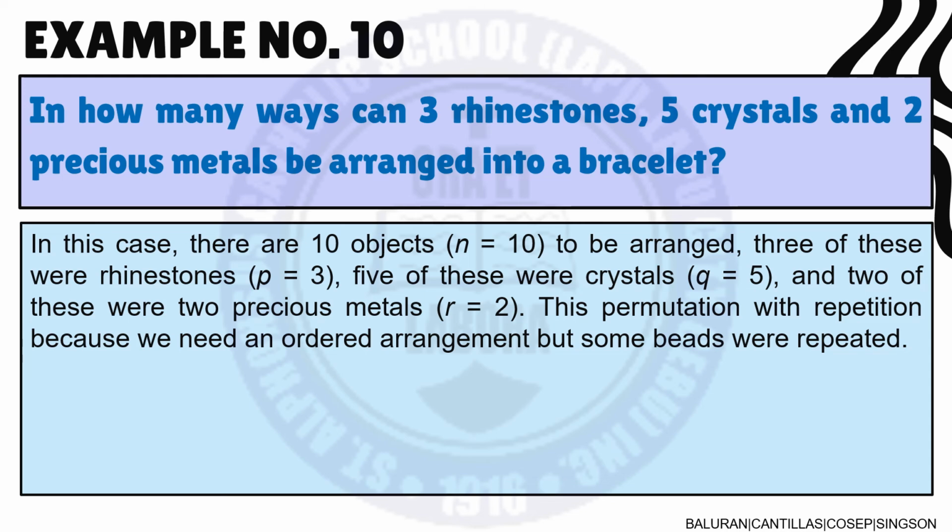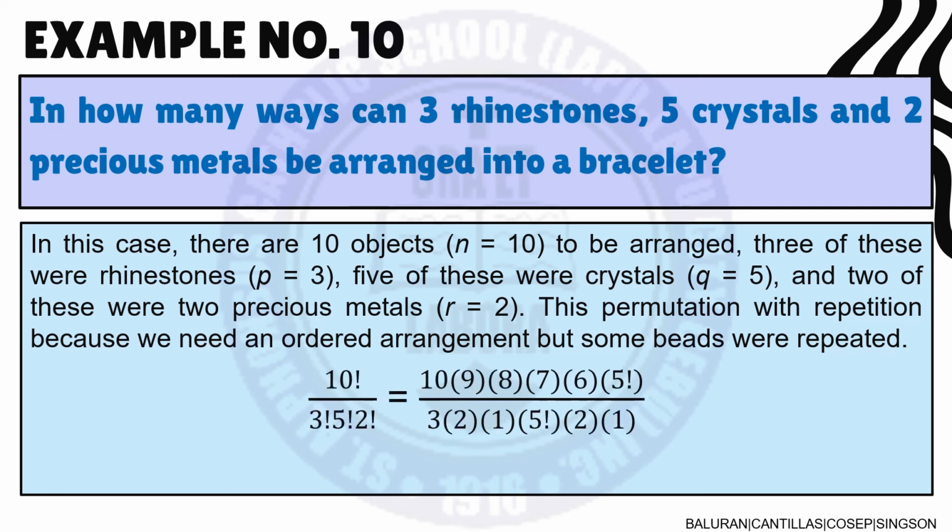Three of these were rhinestones, so that will be our p. Five of these were crystals, so that will be our q, which is equal to 5. And 2 of these were precious metals, and that will be our r, which is equal to 2. This is a permutation with repetition because we need an ordered arrangement, but some beads were repeated. So we can use this formula: 10 factorial divided by the product of 3 factorial, 5 factorial, and 2 factorial.